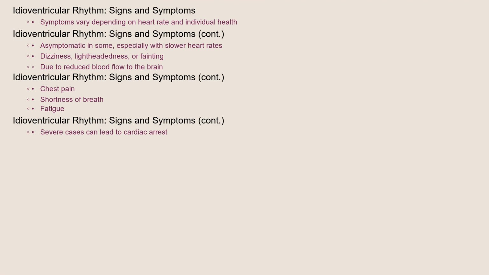The signs and symptoms of idioventricular rhythm can vary depending on the heart rate and the overall health of the individual. Some people might experience no symptoms at all, especially if the heart rate is close to the lower range. Others may experience dizziness, lightheadedness, or fainting spells due to reduced blood flow to the brain. Chest pain, shortness of breath, and fatigue are also common symptoms. In severe cases, it can lead to cardiac arrest.